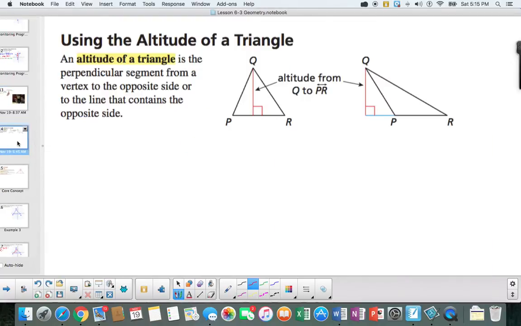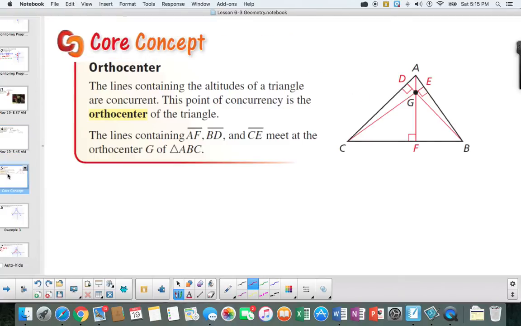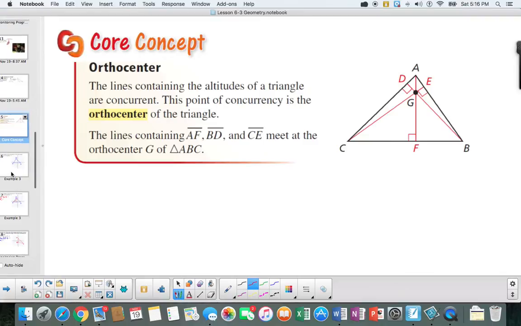Okay, the next vocabulary word is altitude. Altitude is the perpendicular segment from the vertex to the opposite side. The key is that it must be from vertex to the opposite side. And of course, altitudes can occur outside the triangle as well. The orthocenter is a point of concurrency for all the altitudes. So if you draw them all, they all meet at one point, and that's called the orthocenter.